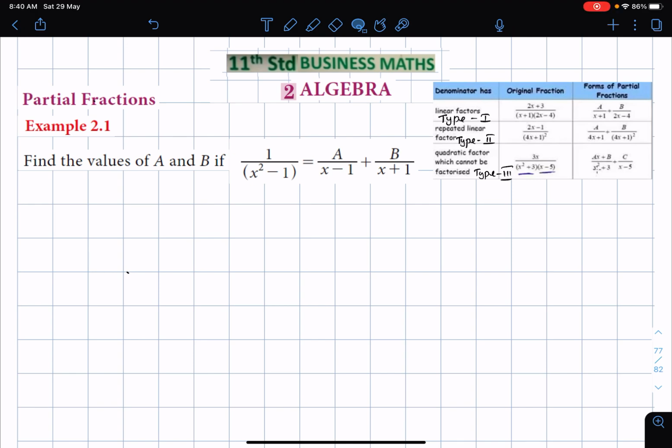Hello 11th standard business math students, welcome back to chapter 2 algebra. Today we are going to see our first example in partial fraction. I'll give you some steps so that it will be easy for you to remember what a partial fraction is, how we are going to do it.